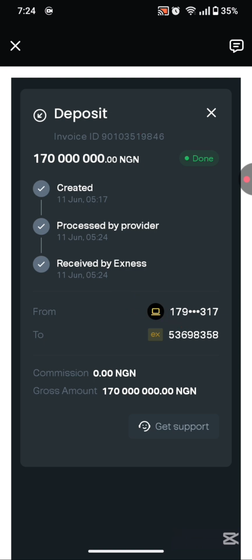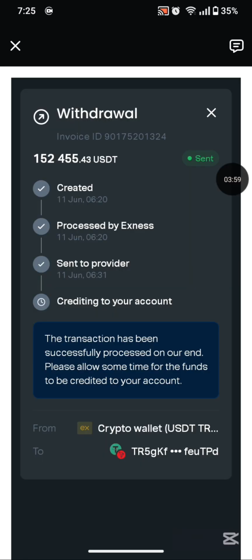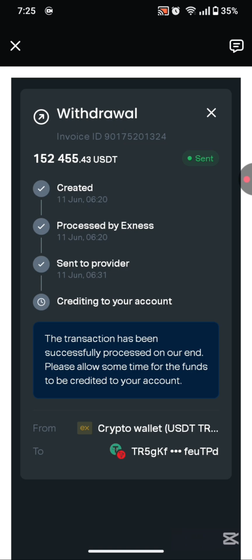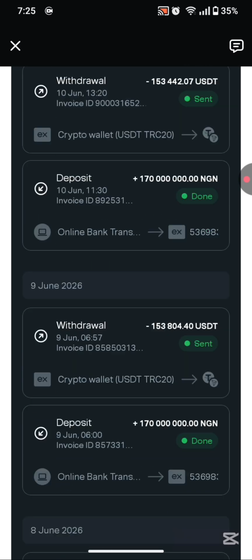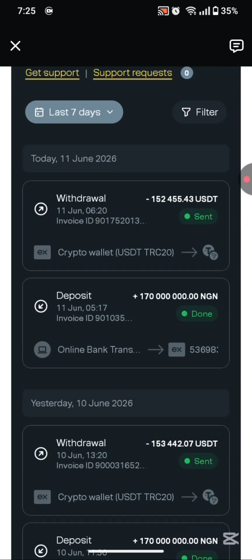So after this deposit, I went ahead and I withdrew to crypto. I withdrew a total of 152,455.43. Now this is the reason why I'm showing you guys this history, to prove to you guys that we have a track record. We have something that we can point to, that yes, this is what we do. And we made this withdrawal at 6:20 a.m. and it left this platform at 6:31 a.m. this morning. So this is just to show you guys that we have something to point to, that this arbitrage works and we do it every blessed day.